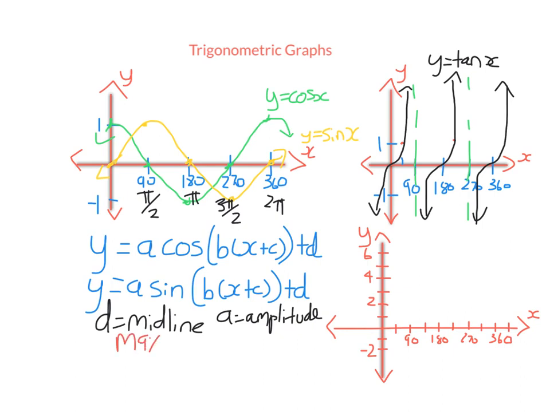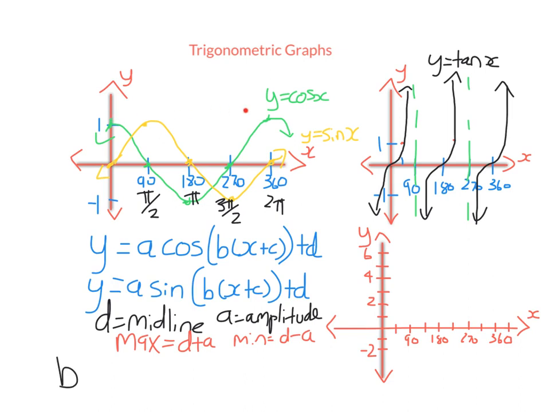So the maximum is going to be the midline plus the amplitude, and the minimum is the midline minus the amplitude. So changing the values of A and D will also change the values of the maximum and the minimum values. So B has something to do with the period.